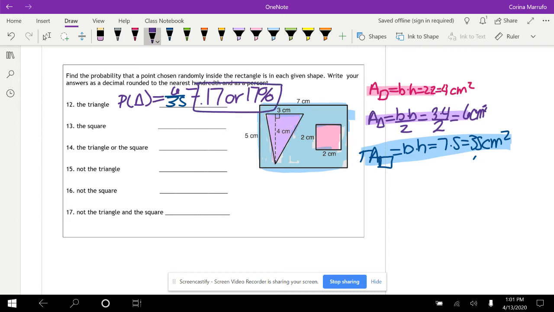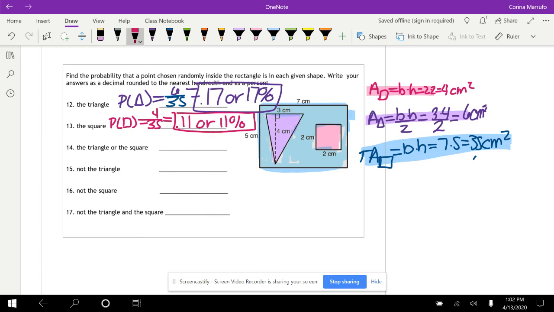Okay. Now, the probability of landing in the square. So the probability of landing in the square is equal to, the square has an area of 4. The total area of the whole space is 35. So when we do 4 divided by 35 as a decimal, it's going to be 0.11. Okay, that's to the nearest hundredth, or as a percent would be 11%.